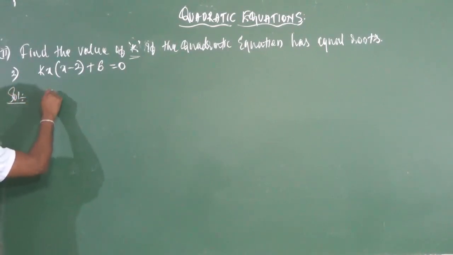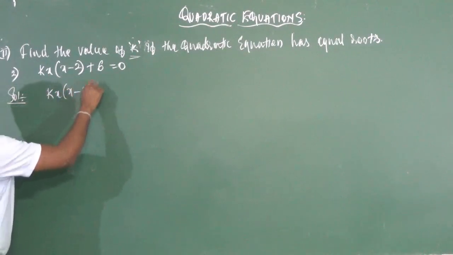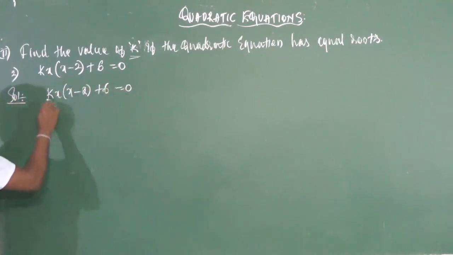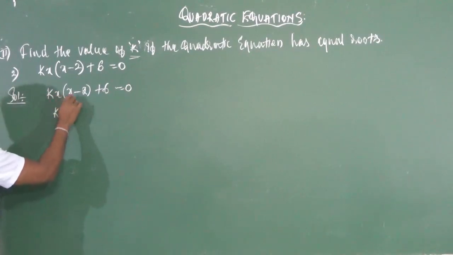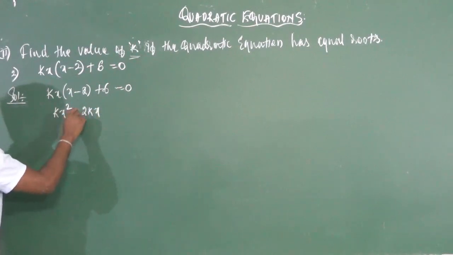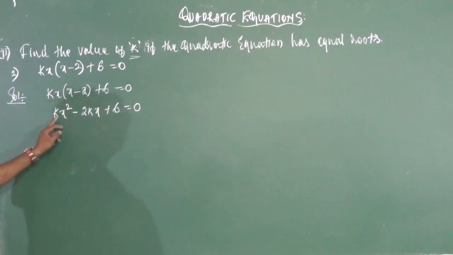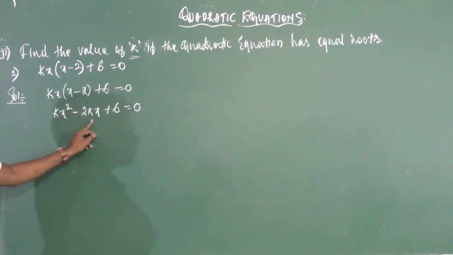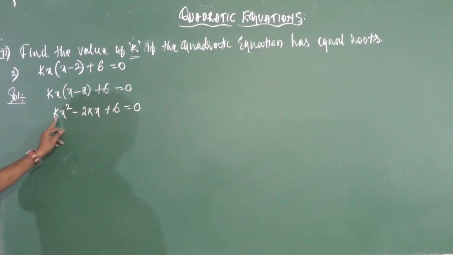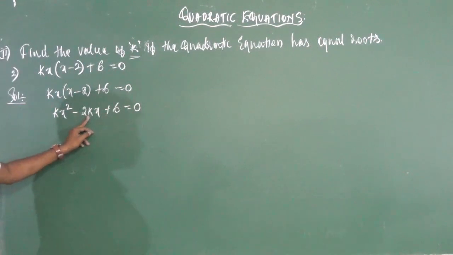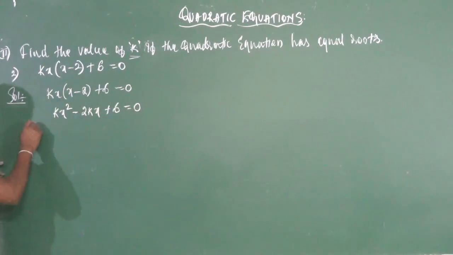Right. So kx into x minus 2 plus 6 is equal to 0. Kx into x is kx square. Kx into minus 2 is minus 2kx. Minus 2kx plus 6 is equal to 0. So here you can see k is in two places. In the last problem it was a substitute of b, but in this case it is a substitute of a as well as of b.